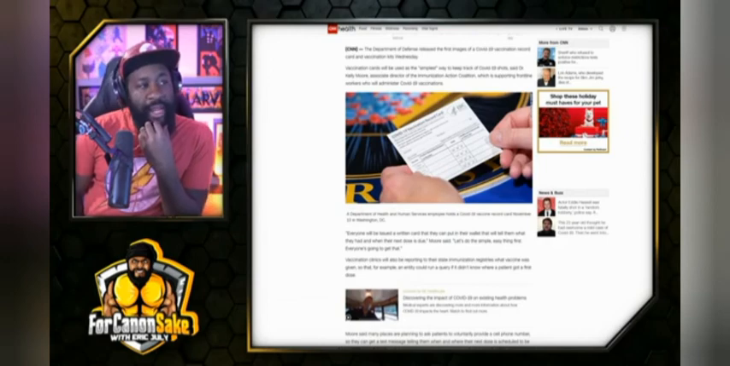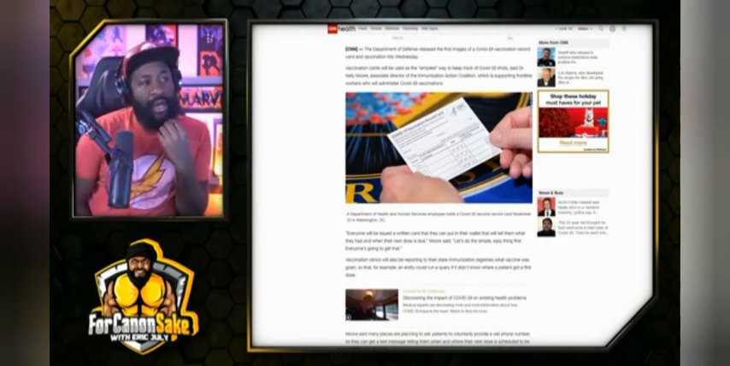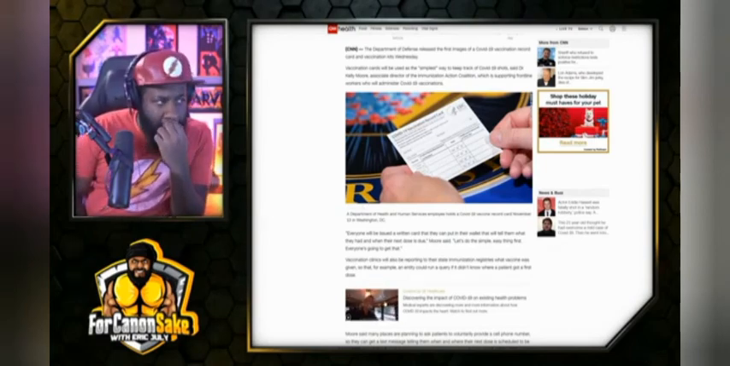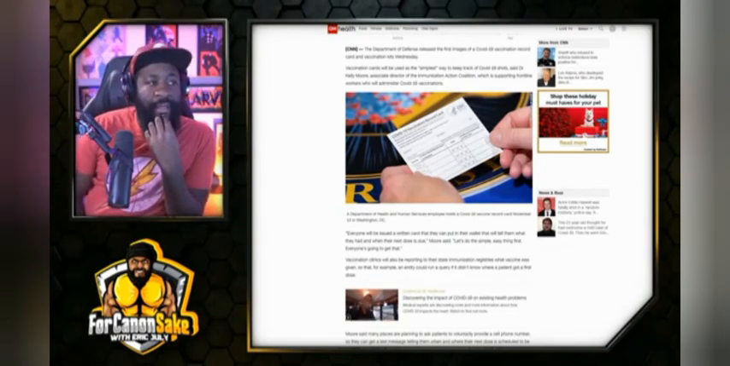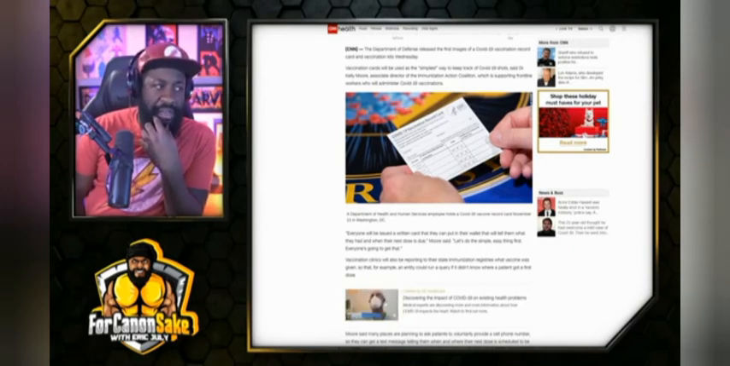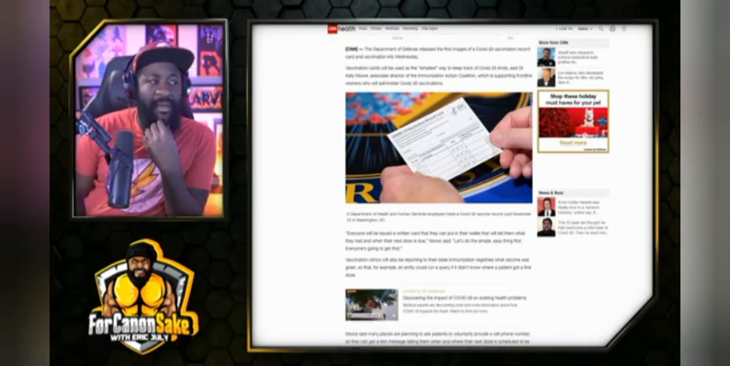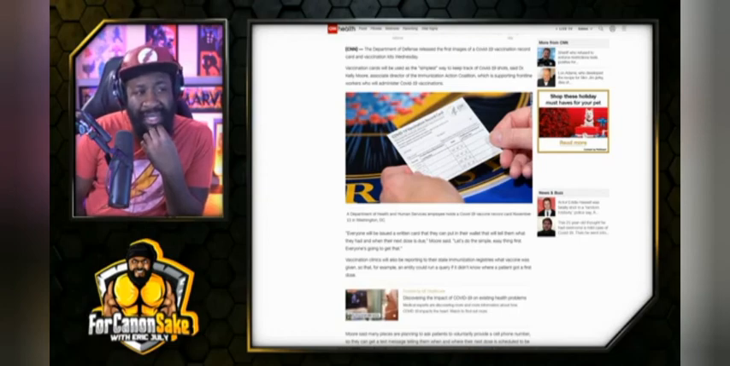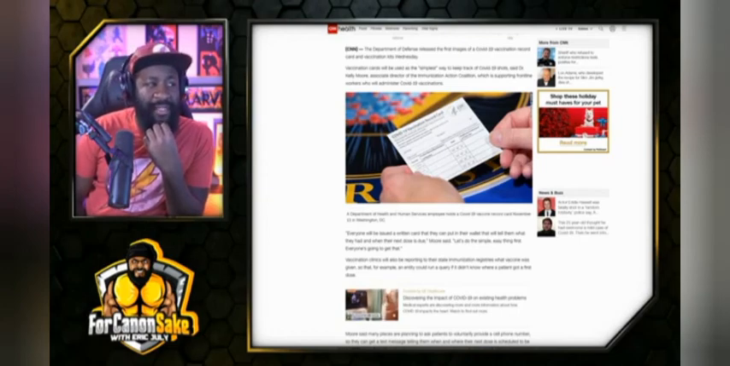A Department of Health and Human Services employee holds a COVID-19 vaccine record. This is what you're viewing right here. Because everyone will be issued a written card that they can put in their wallet that will tell them what they had and when their next dose is due. Let's do the simple, easy thing first. Everyone's going to get that. Vaccination clinics will also be reporting to state immunization registries what vaccine was given, so that, for example, an entity could run a query if it didn't know where a patient got a first dose.